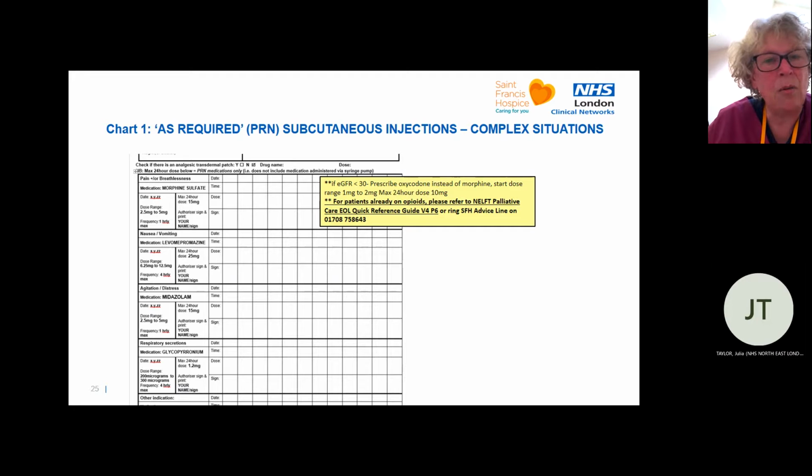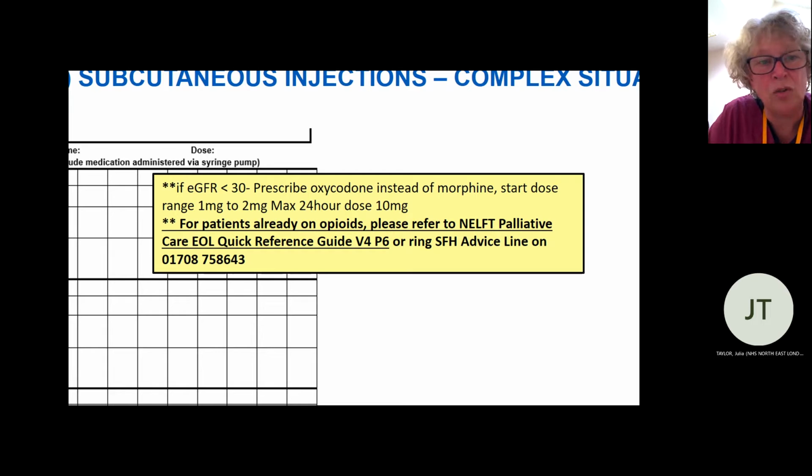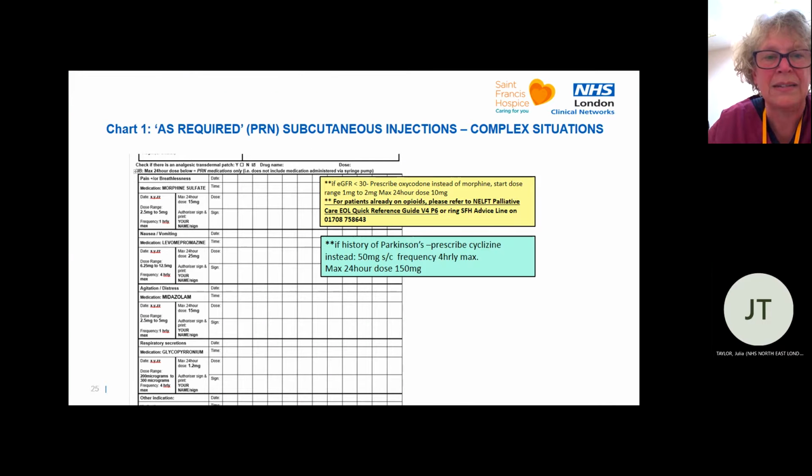There may be complexity. So if your patient has poor renal function, you know they've got an eGFR of less than 30 or stage 4-5 renal failure, the convention is to prescribe oxycodone instead of morphine. And I've written a standard start range. The frequency would be 1 hourly, the maximum 24-hour dose, 10 milligrams in that case. If they're already on opioids, you'd have to refer to some guidance or seek some support as it's more complicated.